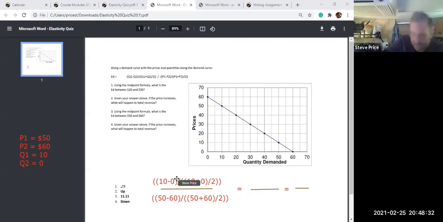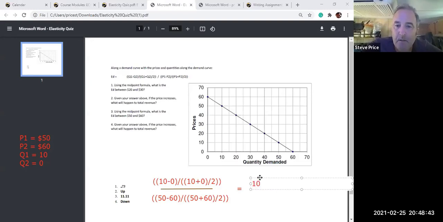And so now going step by step here, in the numerator, take 10 minus 0, that's going to give me 10. And then you divide that by 10 plus 0, 10. 10 divided by 2 is 5. Denominator, 50 minus 60 gives us negative 10. That then divided by 50 plus 60, which is 110. Divide 110 in half, you got 55.